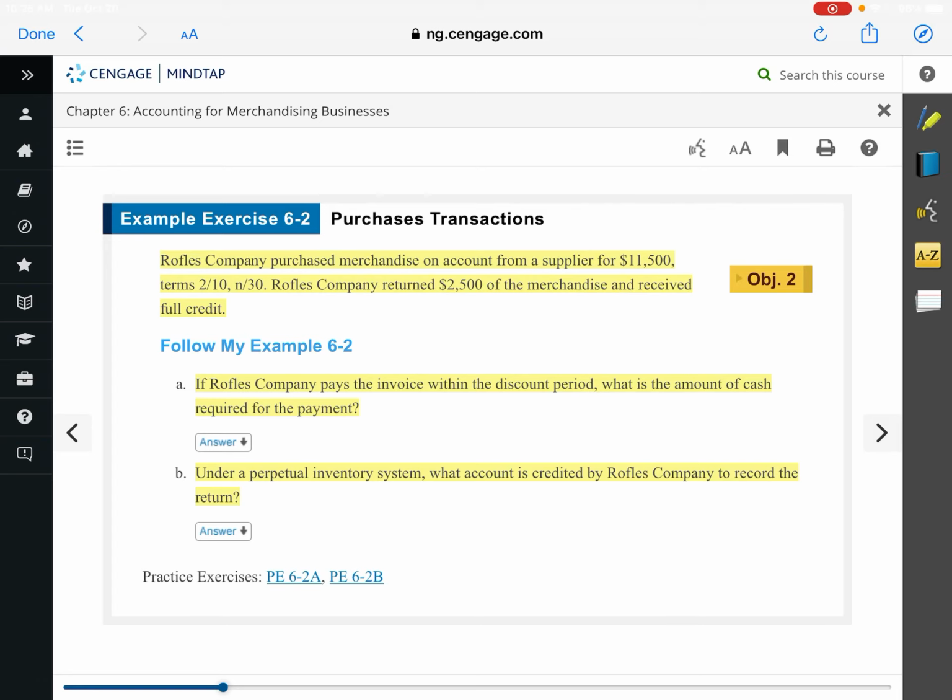All right, so if Roeffel's company pays the invoice within the discount period, what is the amount of cash required for the payment? All right, so let's think about this. If we bought $11,500 worth of goods, but we returned $2,500, how much did we actually purchase? So we actually purchased $9,000, right?